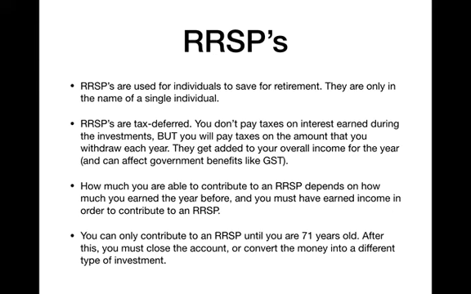Then you've got your RRSPs, which are your registered retirement savings plans. Okay, and again, this is obviously used for saving for retirement, and it's in the name of an individual. So if you have a couple, both individuals will need their own. Okay.